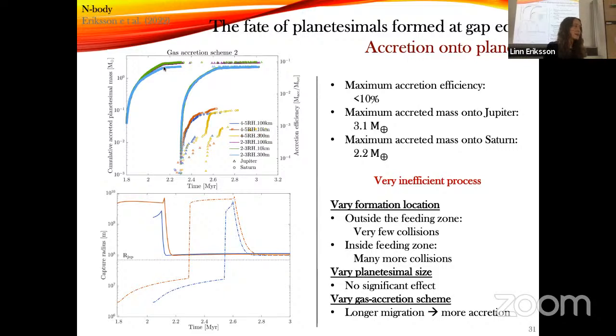However, if we form them outside the feeding zone, we never get this continuous accretion of a fraction. Instead, we get more like just random accretion events. So this is why we don't accrete so much here.